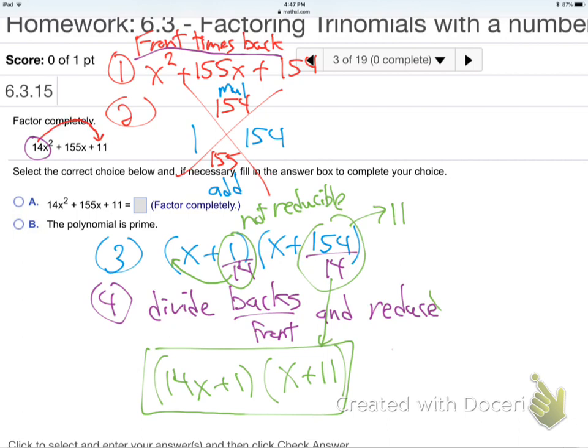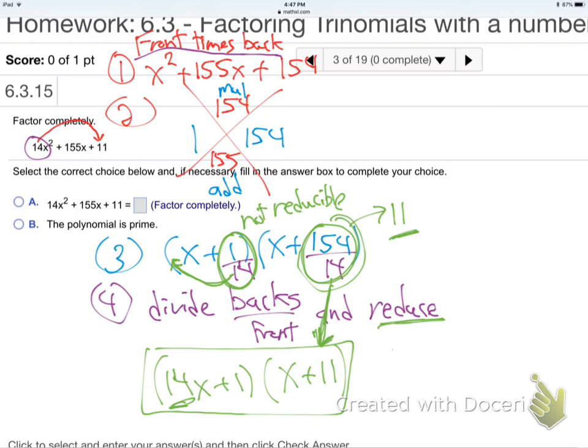Everybody understand that last step? You reduce if possible. And this was able to be reduced. 154 divided by 14 is 11, so that just became 11. But 1/14 is not reducible, so when they're not reducible, the 14 jumps to the front. There it is: 14x plus 1 times x plus 11.